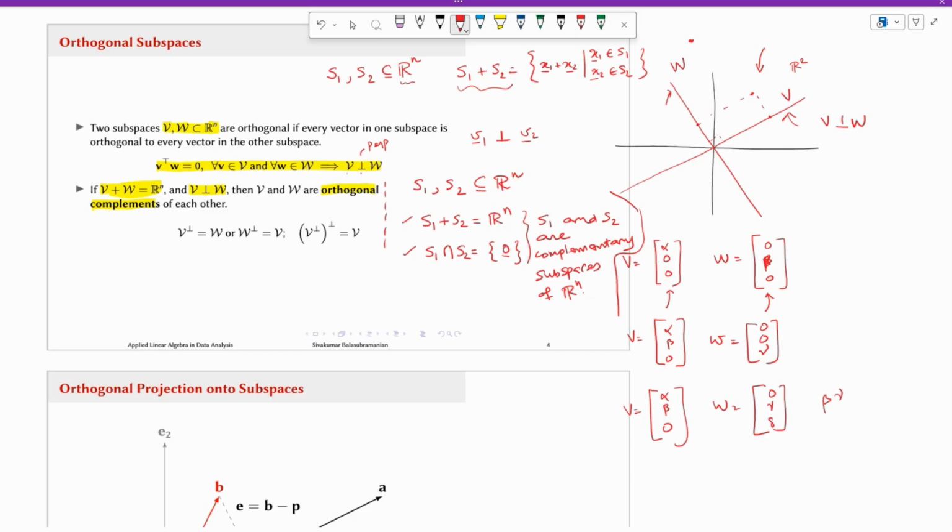Are they complementary? Yes, they only intersect here, right? So that means both these conditions are satisfied. That means V and W actually form complementary subspaces.